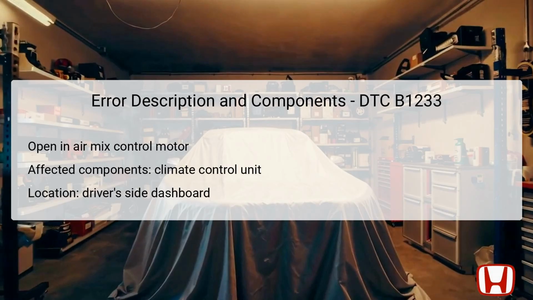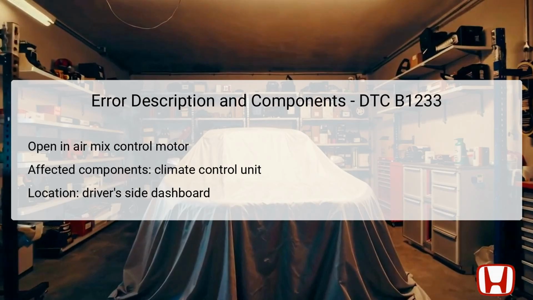The DTC B1233 refers to an open circuit issue in the driver's air mix control motor, which directly affects the climate control system in the 2008 to 2012 Honda Accord. The air mix control motor plays a crucial role in adjusting the blend of hot and cold air entering the cabin, thereby maintaining the desired temperature.